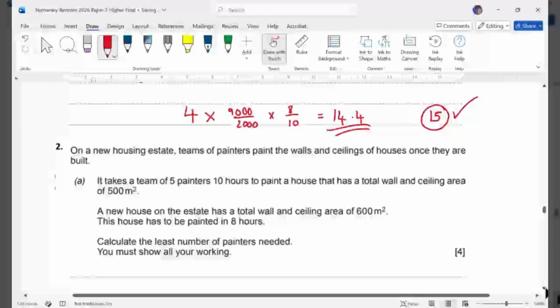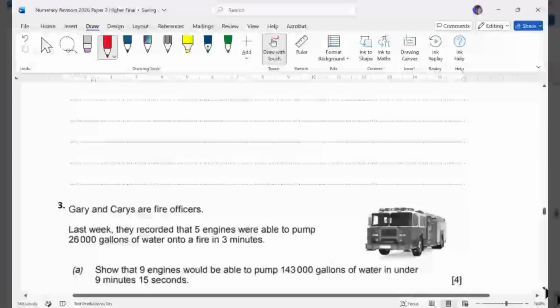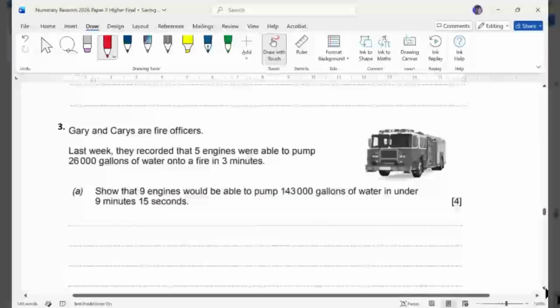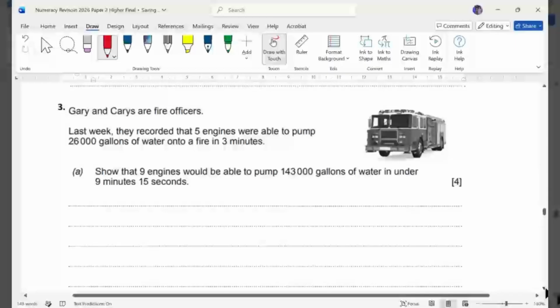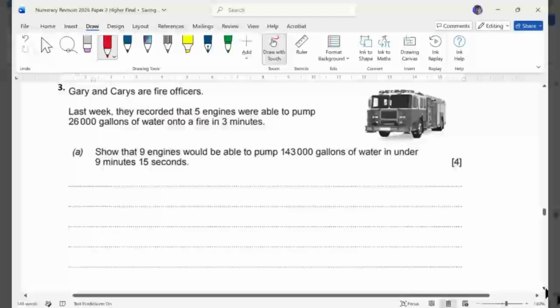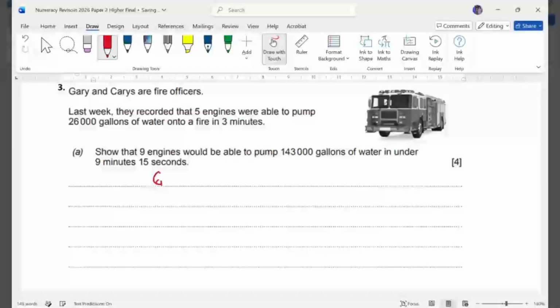Let's try one. You can try that one. Don't be afraid to... Okay, this time we've got engines, gallons of water, just call it water if you want, and again, time. But this time it looks like the time is in minutes. So there's my 3 things.